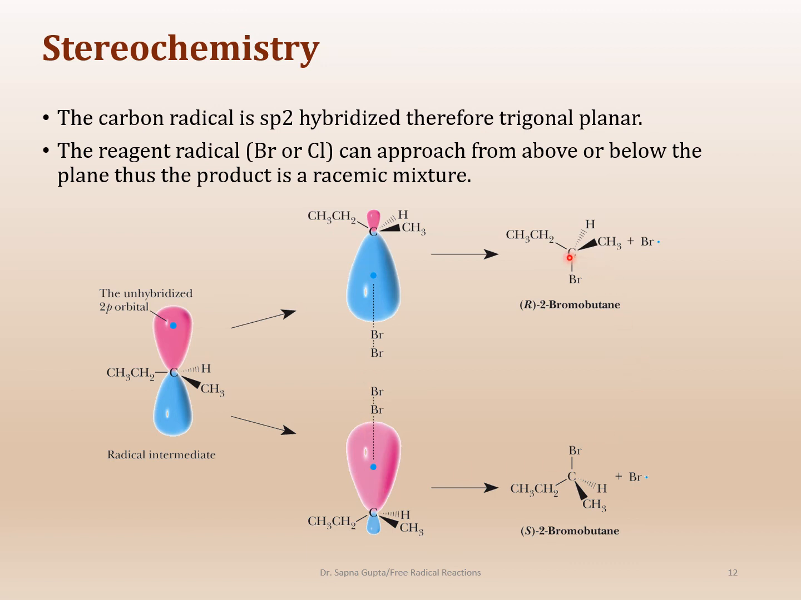So if you are generating a chiral center, then you will get a racemic mixture for the product. Again, one has to be careful if you're generating a chiral center or not, because you will get stereoisomers and you will get a racemic mixture. There is no preference of one or the other, because the radical is sp2 hybridized.